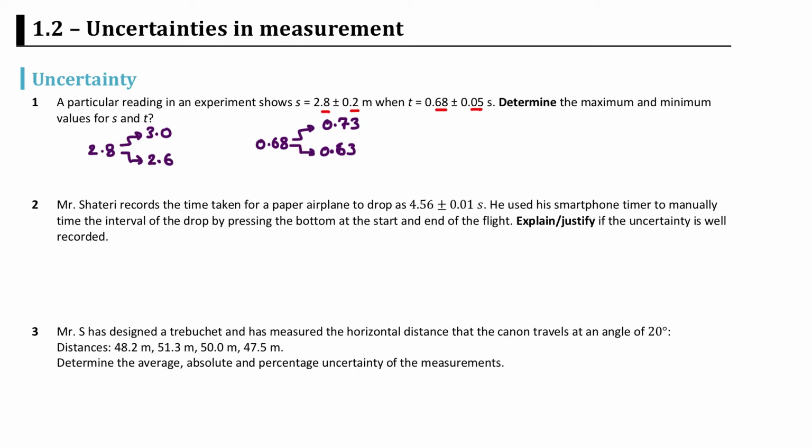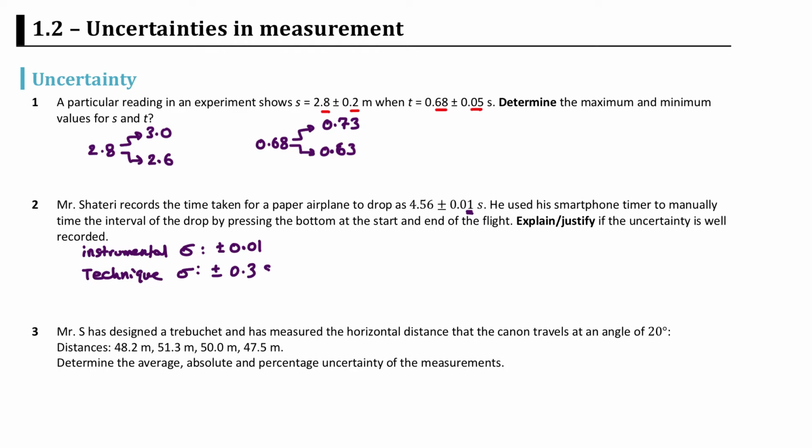Well, in this particular case, there is instrumental uncertainty and there is technique or procedural uncertainty. The instrumental uncertainty is the smallest increment here, which is plus or minus 0.01. The technique uncertainty comes from his reaction time, which is on average about 0.25 seconds. So I'm going to round that to one significant figure.